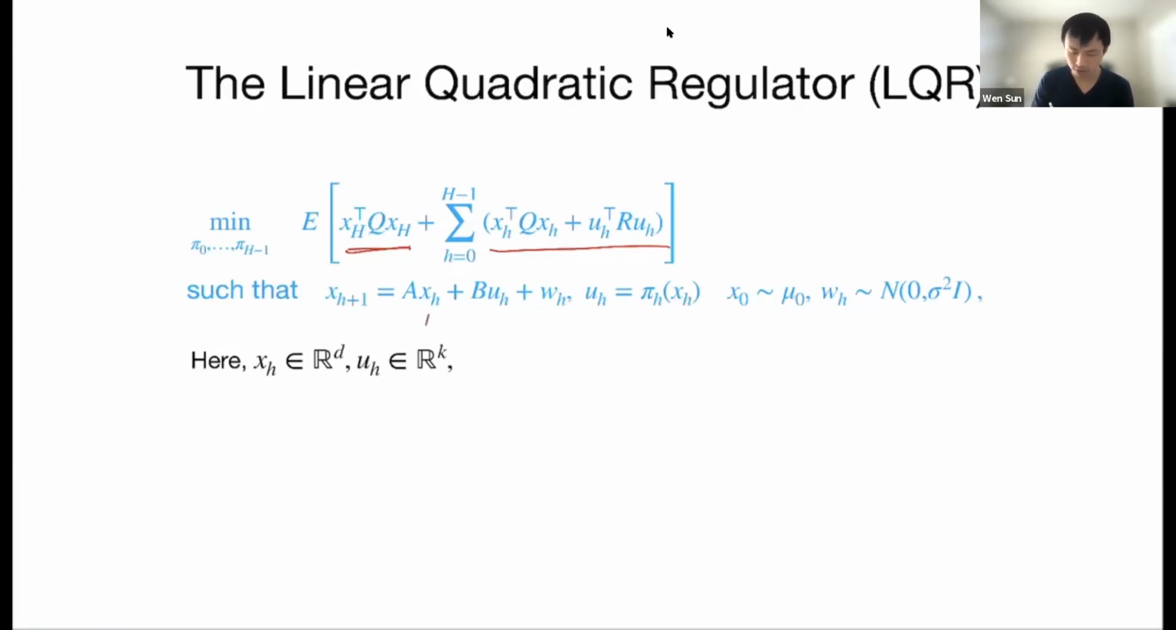So given where I am and what control input I apply, the relationship between the inputs and the outputs is basically linear. It's linearly related to the output in terms of this A matrix and a B matrix. And my control is computed by the control policy that I'm trying to optimize. And here we're just going to assume that this disturbance is coming from a Gaussian distribution, which has 0 mean and covariance sigma times identity.